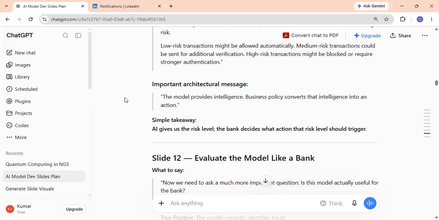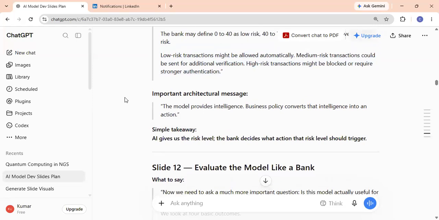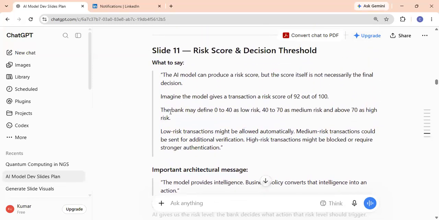Then the important architectural message: the model provides intelligence. Business policy converts the intelligence into an action. See, why are business people required here? They need to identify what the risk categories are, right? When incidents appear, some people identify them into different levels: high, medium, low, improvement. These are the four categories in the incidents. The same way, the risk scoring and decision thresholds need to be made. These are the thresholds.